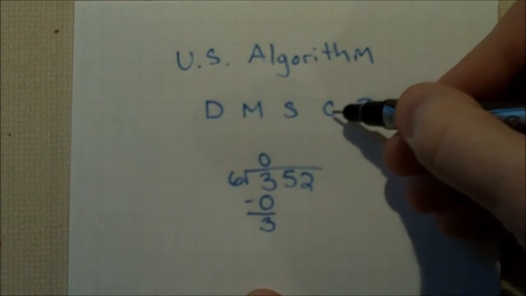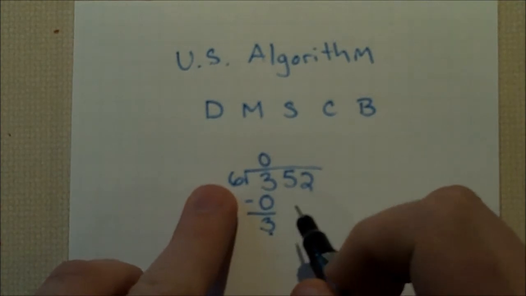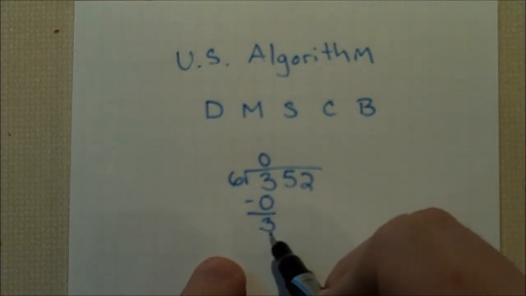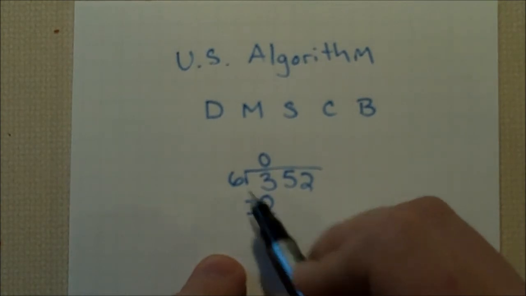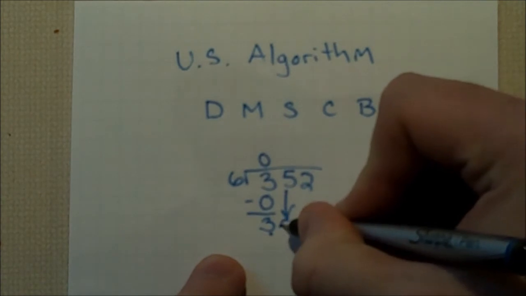The fourth step is to compare. We compare the answer to the subtraction problem with the number we're dividing by. If this number is smaller, then we're doing good so far, we can move on. So I compare. 3 is smaller than 6, so that tells me that I need to bring down my 5.